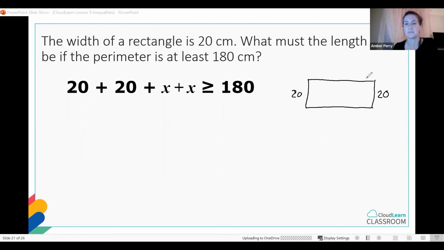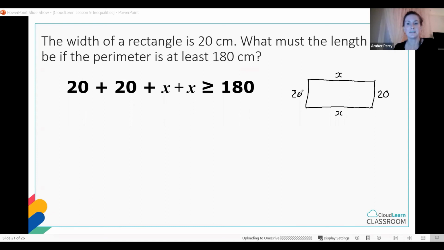So the length is going to be this bit. So I'm going to put an x there, and an x there, because those are my lengths and I know they're the same. And then the perimeter is at least 180 centimeters. So this is where I would be forming an, I can't say equation here, an inequality. It's not an equation. They're not equal. It's an inequality. So I'm going to be forming this inequality.